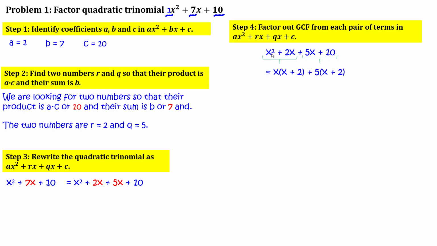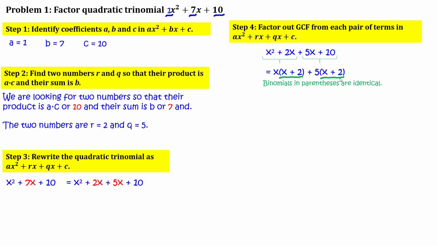The greatest common factor I can factor from x squared and 2x is x. And if you factor out an x, what you will be left with is x plus 2, right? X squared divided by x is x. 2x divided by x is 2. So x squared plus 2x, if you factor out x, you get x times x plus 2. And then 5x plus 10, the greatest common factor is 5. So if I factor out a 5, then 5x divided by 5 is x, and I get x plus 2.